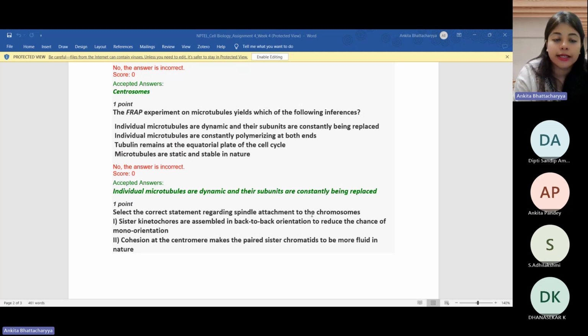So option 4 is of course not correct. Tubulin remains at the equatorial plate of the cell cycle is also not correct.